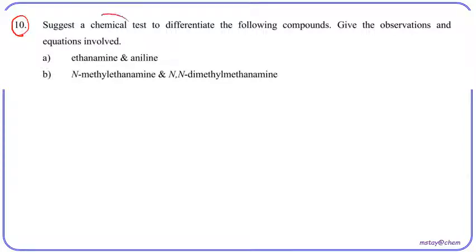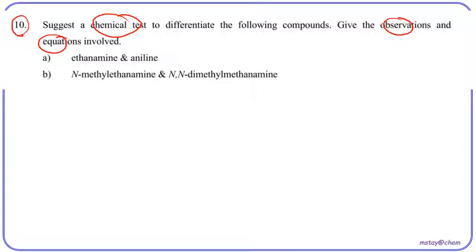As usual, the question asks us to give a chemical test, give the observation and also the equation involved. It depends on you which chemical test is suitable. If you still remember, last time for question 10a, we used the identification test of the aniline to differentiate ethanamine and aniline. So today we are going to suggest the nitrous acid test to differentiate the ethanamine and also the aniline.